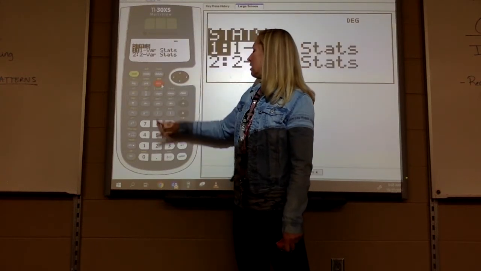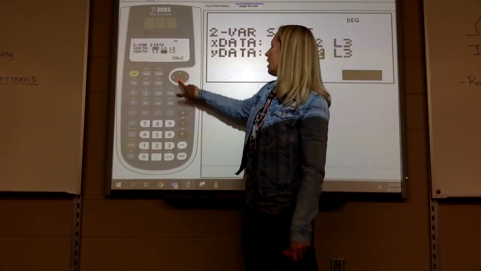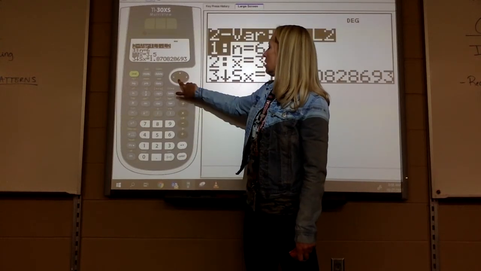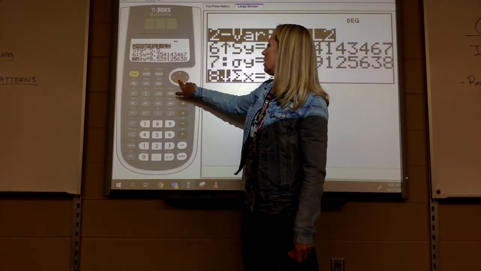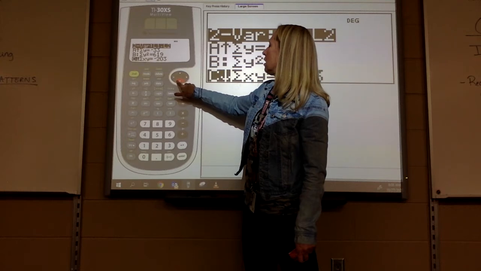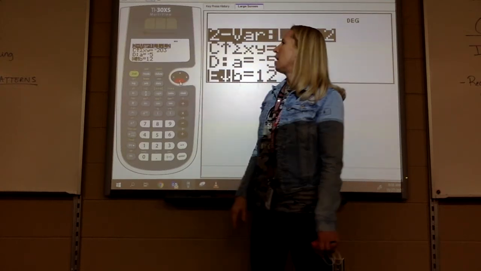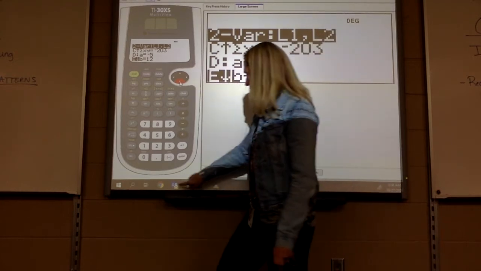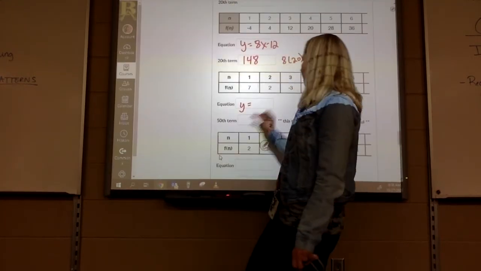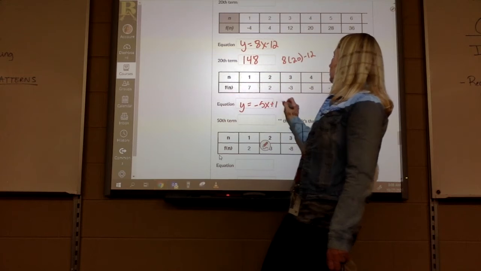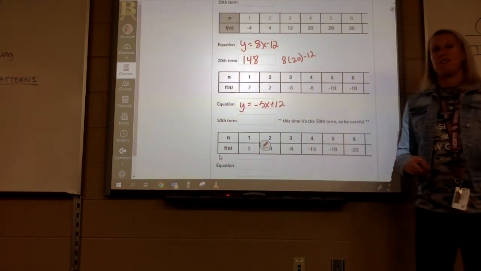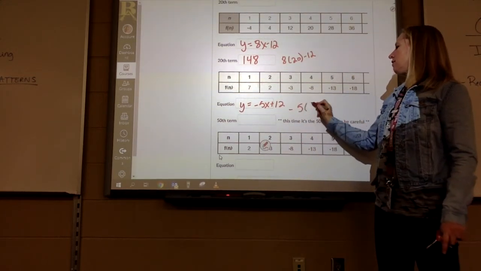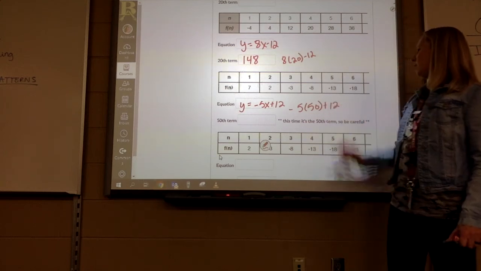Second data 2, calc. So negative 5 and 12. Did you guys get that? Yeah. So negative 5x plus 12. And this time we want the 50th term. So negative 5 times 50 plus 12.